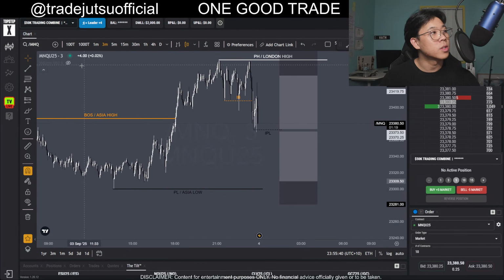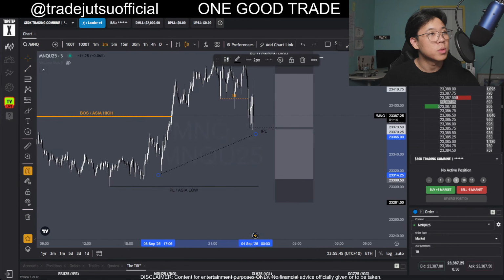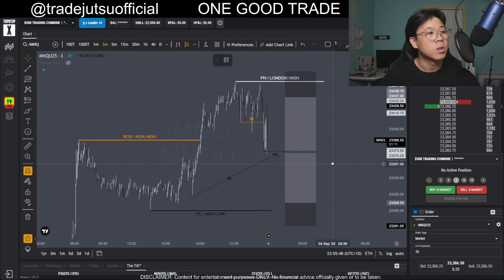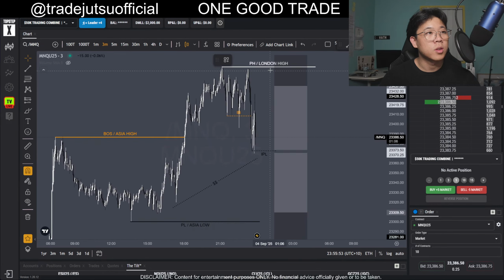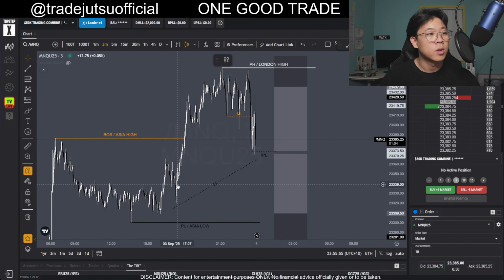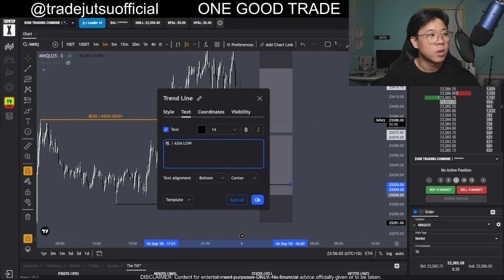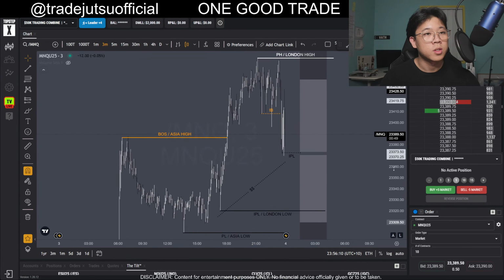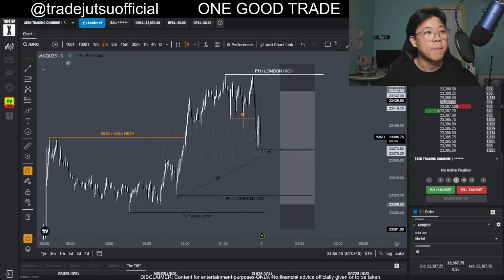What are the inefficiencies we have? We've got inducement. This could be an inducement potentially. We'll see what happens. Could break through Asia low, could sweep through London high. This will be London low, around here. Be interesting. First time I've ever marked up sessions like this. So yeah, we'll just see how this plays out for the time being, chat.